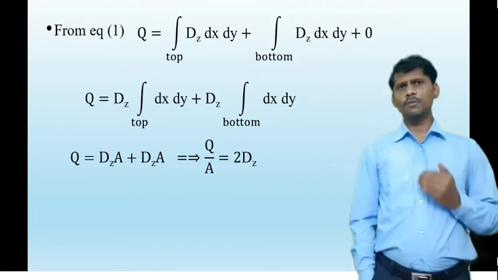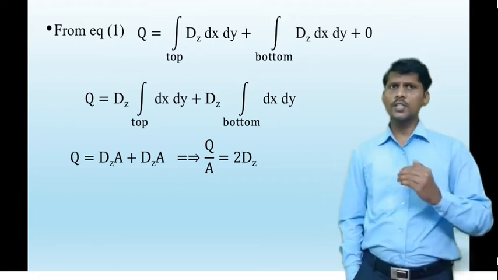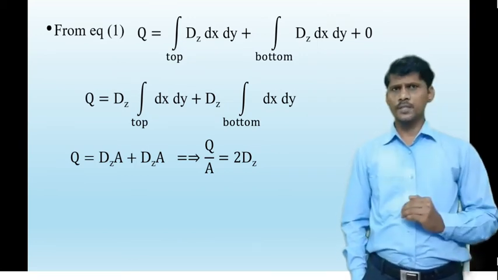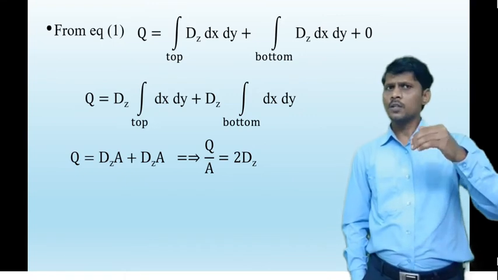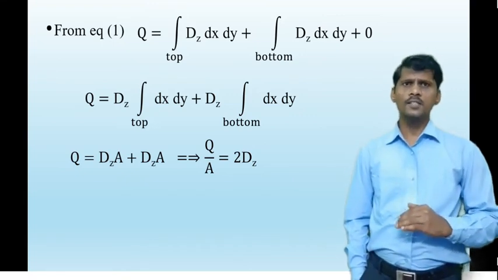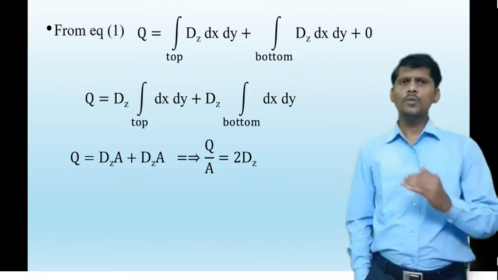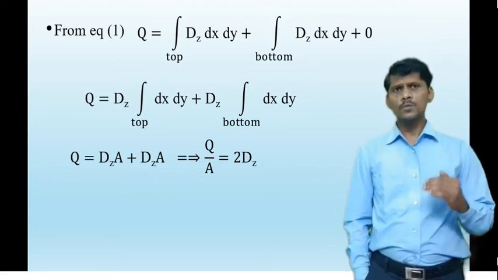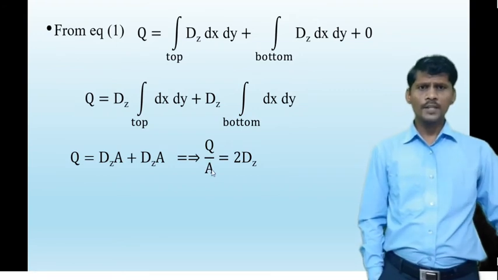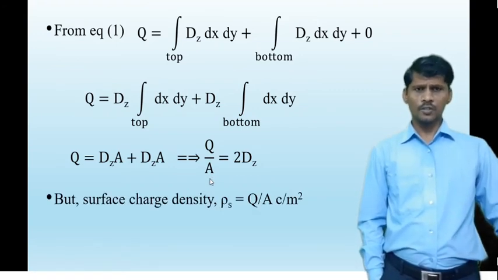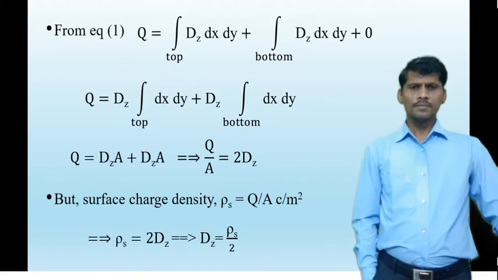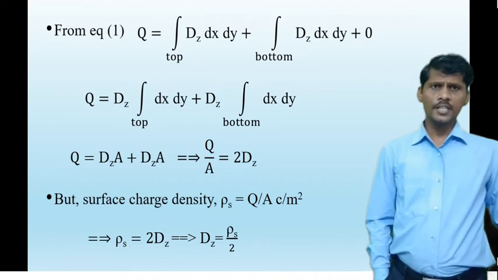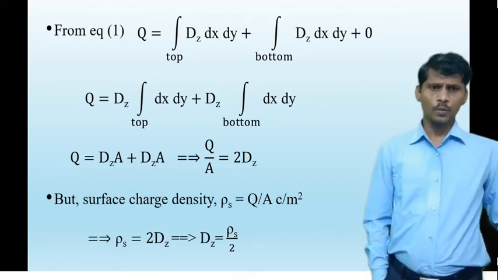According to the definition of surface charge density, what is the definition of the surface charge density? Total charge to the total surface area is called the surface charge density. How do we represent surface charge density symbolically? Rho s, coulombs per meter square. So Q by A is the surface charge density, rho s, which is equal to 2 Dz. So the component Dz is equal to rho s by 2.